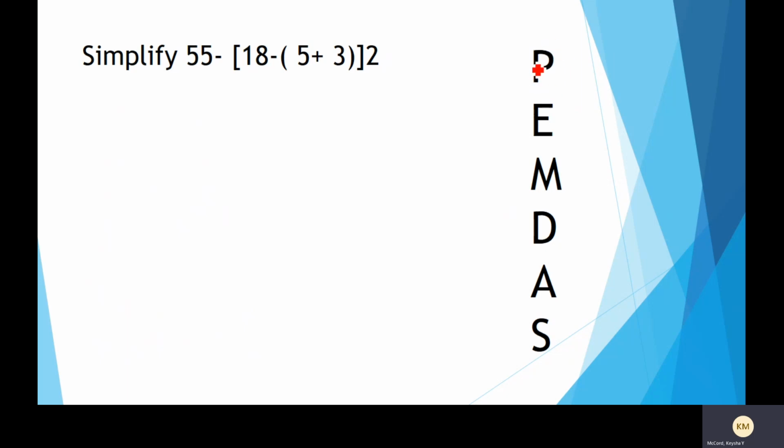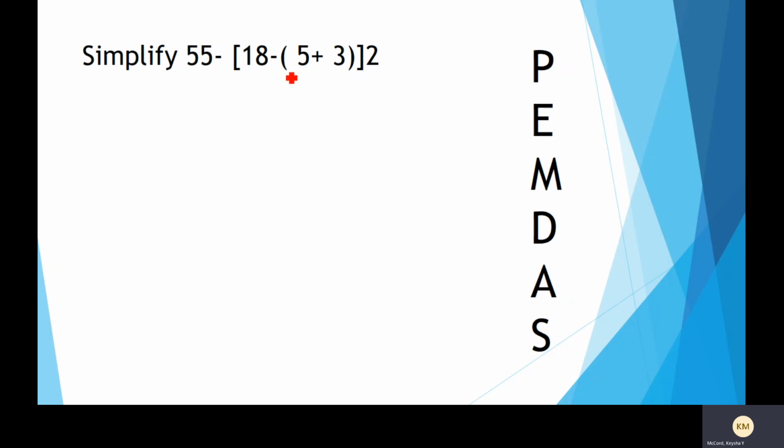So P stands for parentheses and brackets, and I need to look and see if I have any parentheses and brackets. I do. So I look at my parentheses and brackets, and I have more. There's a subtraction, and then I have parentheses and addition. Which one do I do first? Well, again, even inside the brackets and parentheses, I follow PEMDAS, and PEMDAS says to find the parentheses or brackets.